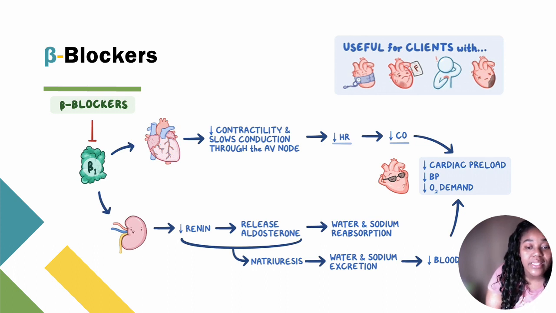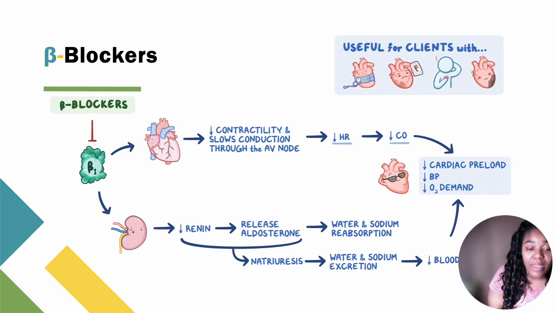It slows down the conduction through the AV node, which ultimately leads to a decrease in heart rate, decrease in cardiac output. It decreases your cardiac preload and BP, and also decreases your O2 demand, because we are consistently blocking that sympathetic nervous system. And again, if we look over at the kidneys, the beta blockers also decrease the amount of renin in the kidneys. Again, the kidneys have a lot to do with our blood pressure regulation.